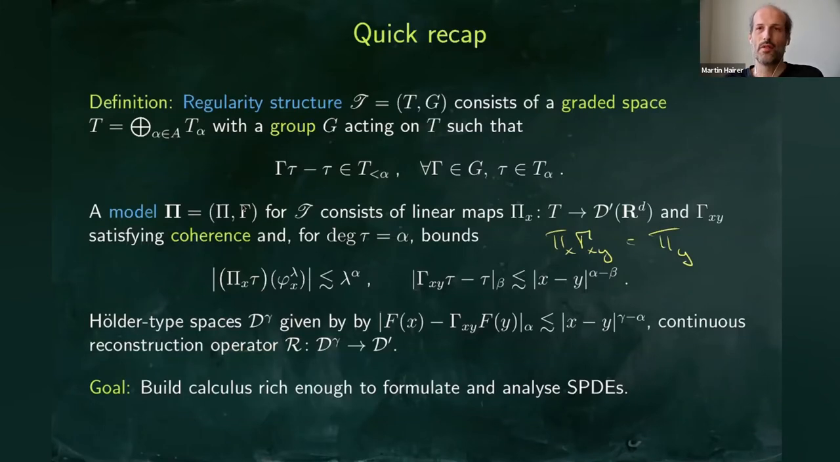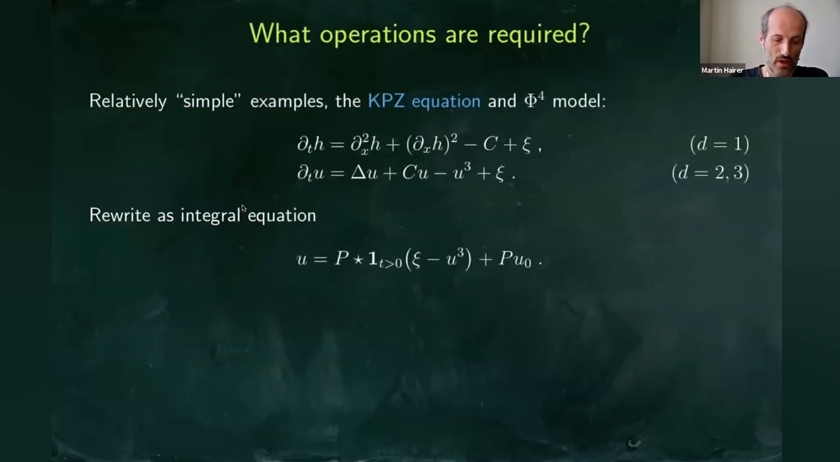But now we want to apply this to the study of singular SPDEs. And so you want to actually have a calculus that's rich enough in order to rewrite your SPDE as a fixed point problem in one of these spaces. So for this, what sort of operation do you want? If you take these simple examples, so for example KPZ, or this phi four equation, they're always of the form... So we're always going to look at parabolic equations here. Some of what I'm saying can possibly be generalized to non-parabolic equations, but that's trickier. So parabolic in a general sense. The fact that this is a Laplacian is not so important. It could be a Laplacian squared, for example.